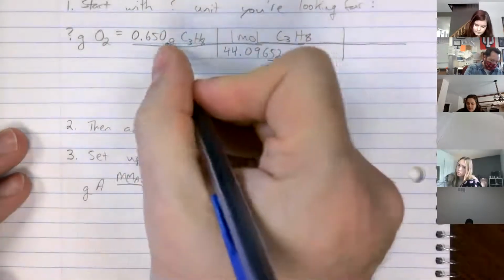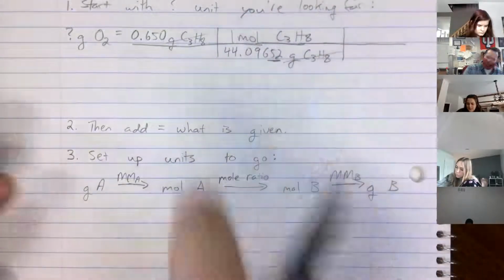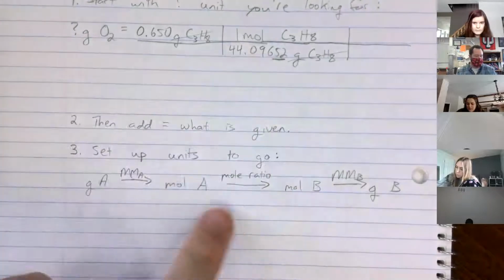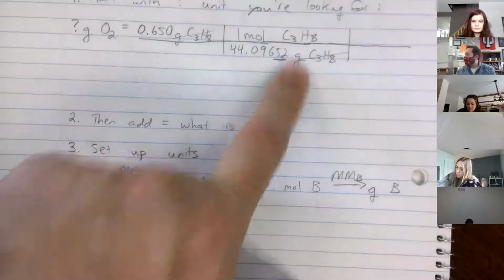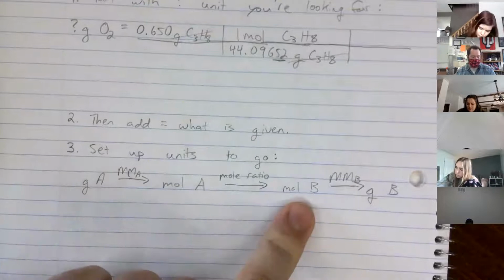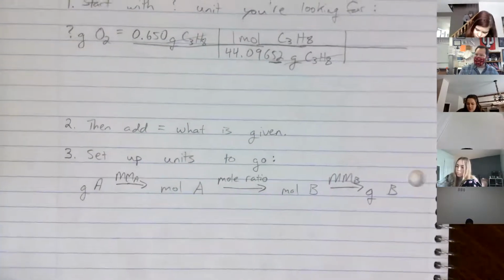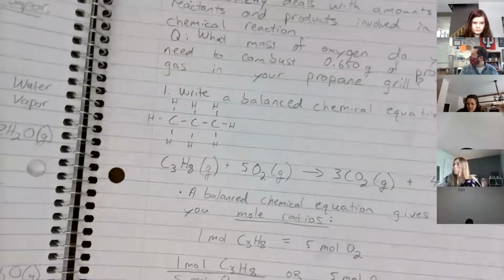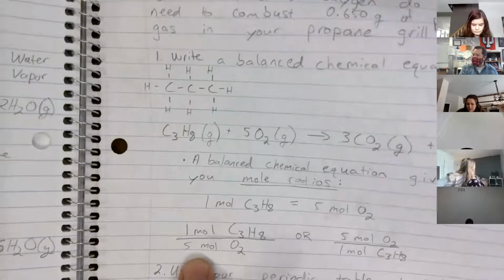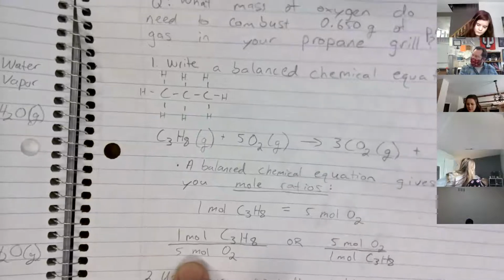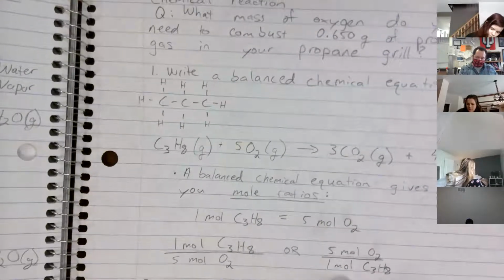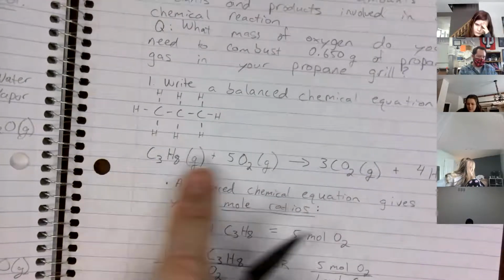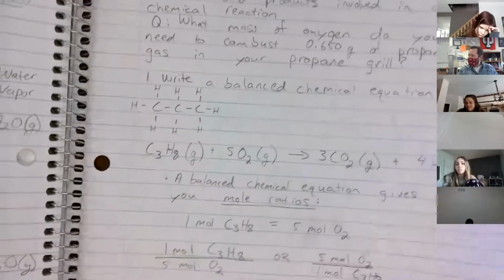Cool. So we are done with grams of propane. We've canceled that out. Now we have moles of propane. The next thing we need to do is go moles of A. A is propane in this case. To moles of B. For that, we need our balanced chemical equation. So it's either going to be 1 mole of propane to 5 moles of oxygen, or 5 moles of oxygen to 1 mole of propane. That's what our balanced chemical equation tells us. 5 to 1 or 1 to 5, either way.